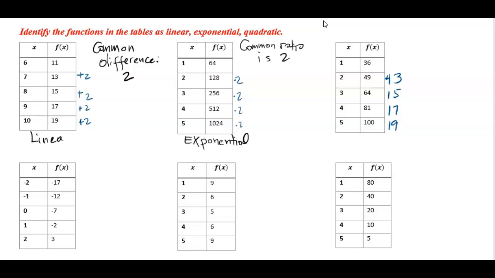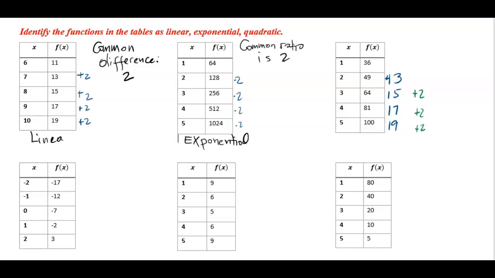But what we're going to do is check to see if we have a second difference. By doing the same thing: what do we add to 13 to get 15? We add 2. So 13 plus 2 is 15, and 15 plus 2 is 17, and 17 plus 2 is 19. That's what we call the second difference.